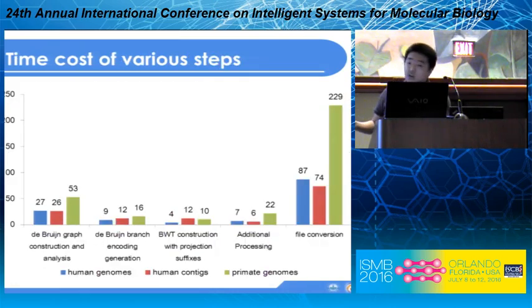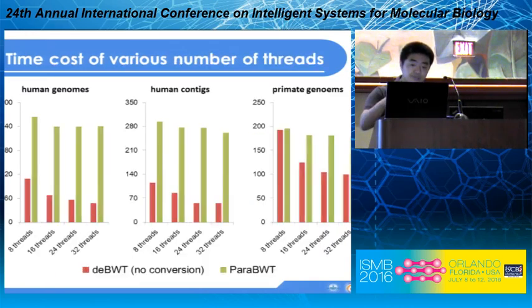This is the time course of the various steps of deBWT. You can see the time of file conversion. It is worth noting that the time of sorting the projection suffix is quite short. This is beneficial, as the hardest problem in BWT construction is well solved. And for other steps, it only needs to cope with integers, so it's much easier to solve.